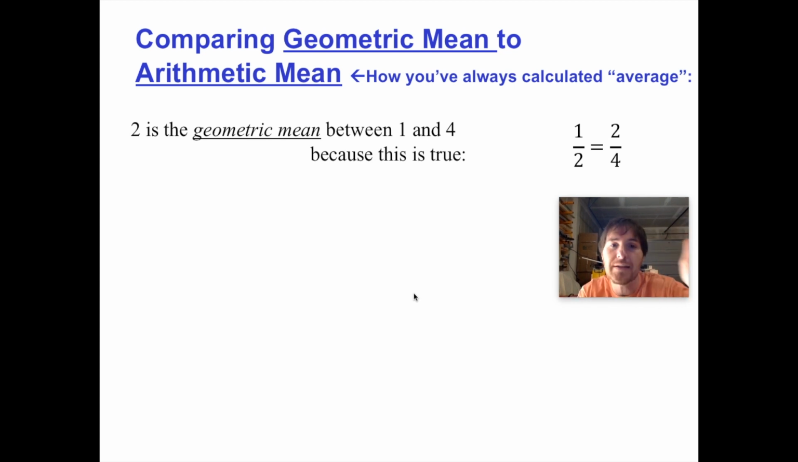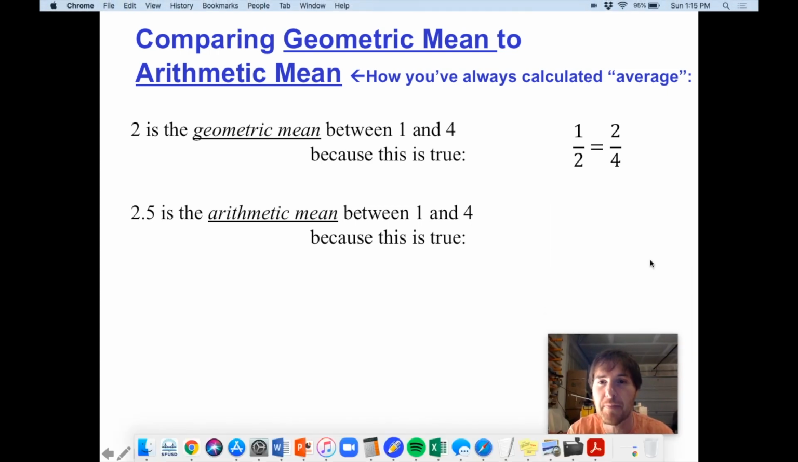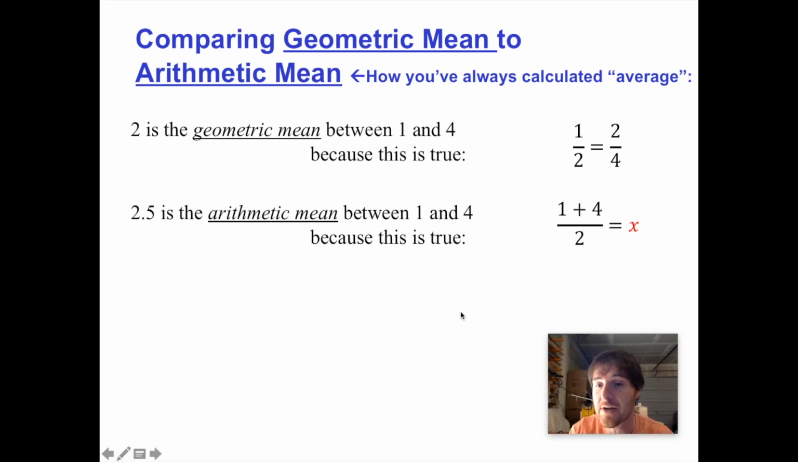Notice here, the way you've calculated mean in the past: add the two numbers together and then divide by how many numbers you have. So divide by 2. This is the arithmetic mean. Let's look at the arithmetic mean between 1 and 4. Is it 2 also? Let's check it out. We'd have to do 1 plus 4, add both numbers together, divide by 2. We're not going to really be doing this in geometry. I just want to show you this is how you calculated mean in the past, and it's called the arithmetic mean. 1 plus 4 divided by 2 gives you 2.5. So the geometric mean has got to be between those two numbers. The arithmetic mean is also between those two numbers, but it's calculated a little bit differently.